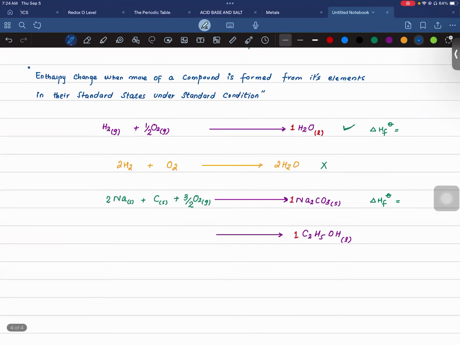Can it be carbon, hydrogen, and oxygen? Exactly. Can you tell me the standard state for carbon, Roha? Standard state, solid. Okay. And how many hydrogens am I supposed to write, Roha? How many hydrogens am I supposed to write?